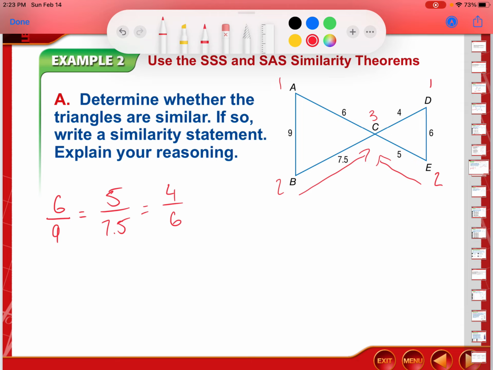So what I want to do next is I want to calculate my scale factor in these. And how I'm going to do that is I'm just going to reduce these and kind of see where they shake out. So first one, if I reduce this is 2/3. If I reduce 5 over 7.5, that's also 2/3, and 6 over 9 would also be 2/3, meaning that they have a common scale factor and that these sides are similar. So by side theorem, these are similar.